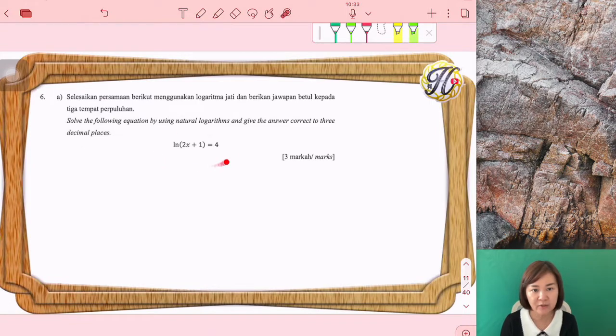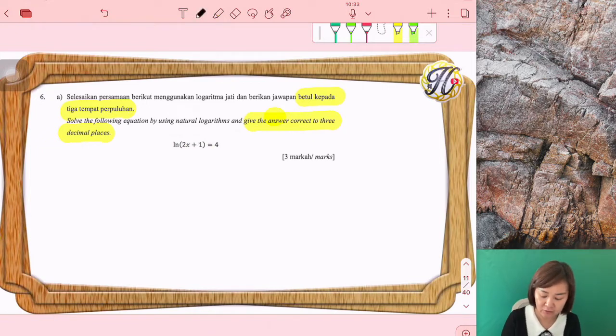Natural logs, this is when you see ln, or natural logs. Actually it is base e, log base e. So how are we going to solve this question? When asked to solve, we must get the value of x. And look at the keywords: the answer must be correct to 3 decimal places. Jawapan mesti betul kepada 3 tempat perpuluhan. Logaritma jati asas e.